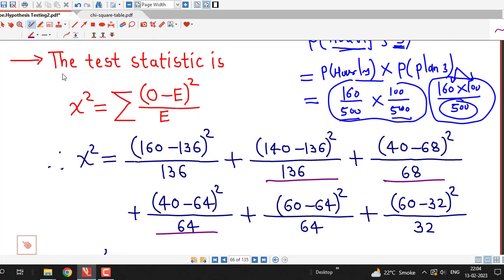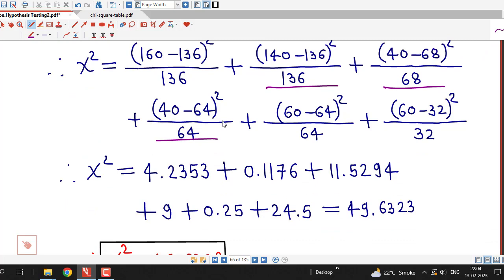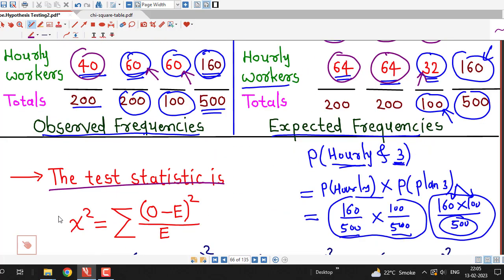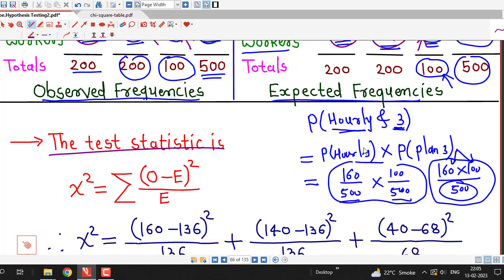So we are calculating the value of the test statistic using this formula, and if we find the sum of all these quantities using a scientific calculator up to 4 decimal places, we obtain the value of the test statistic as 49.6323. So this is the value of the chi-square test statistic. And here we observe that all the expected frequencies are greater than or equal to 5. Therefore, we are able to apply this chi-square test statistic.